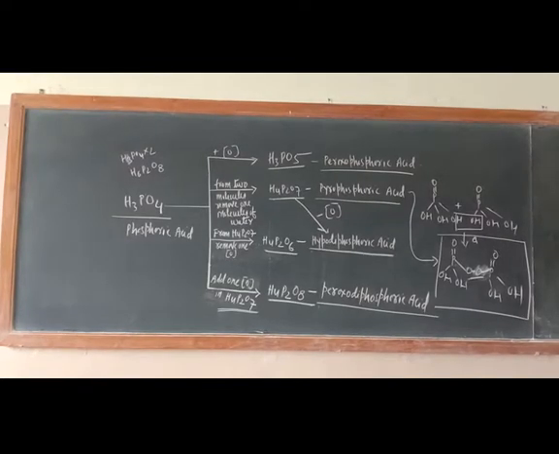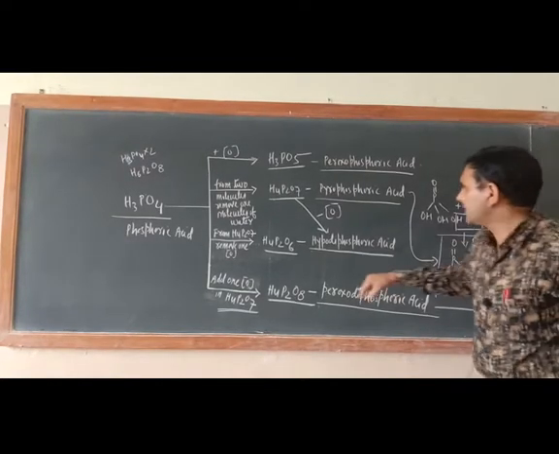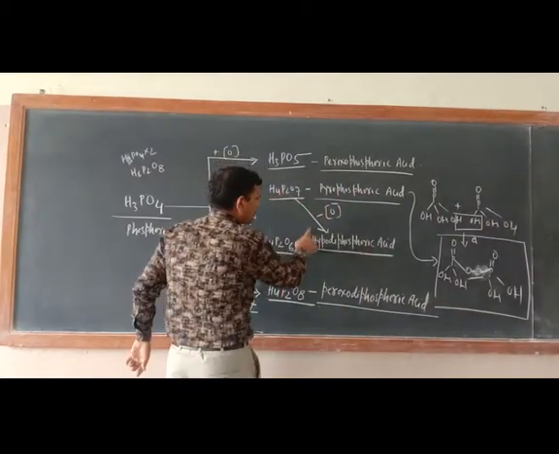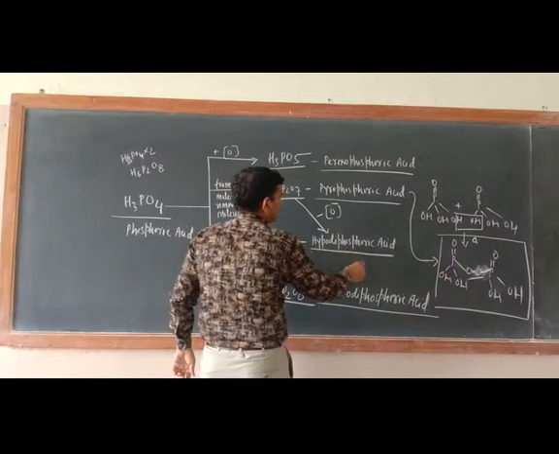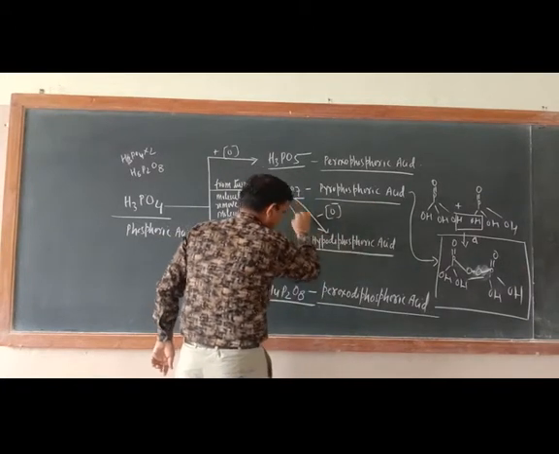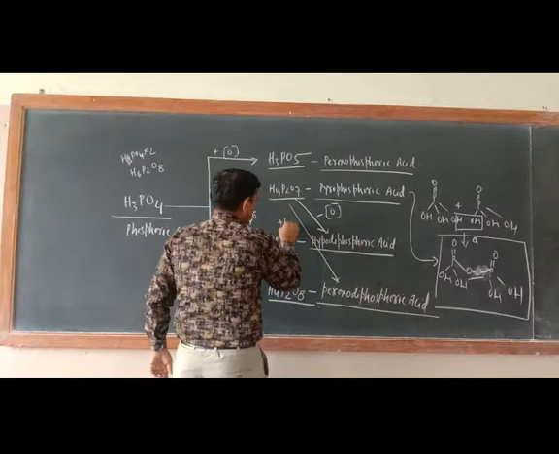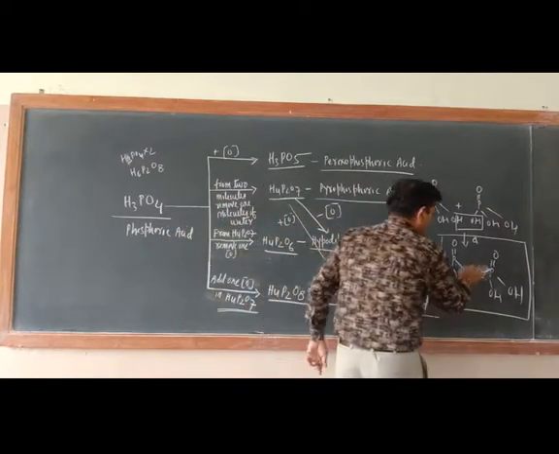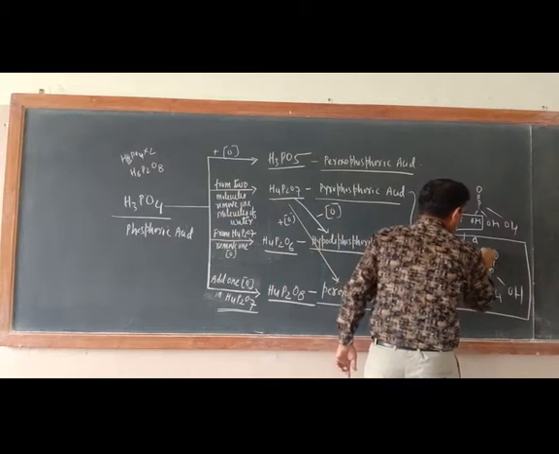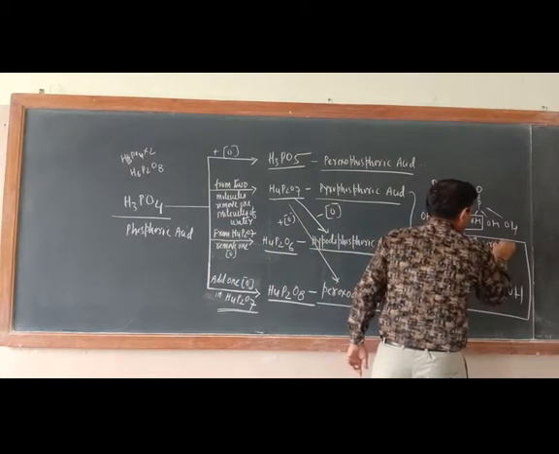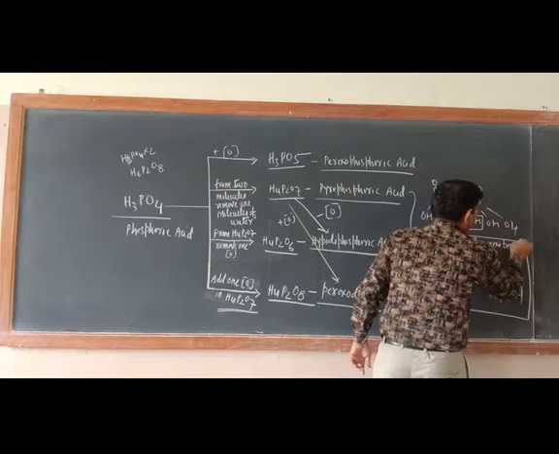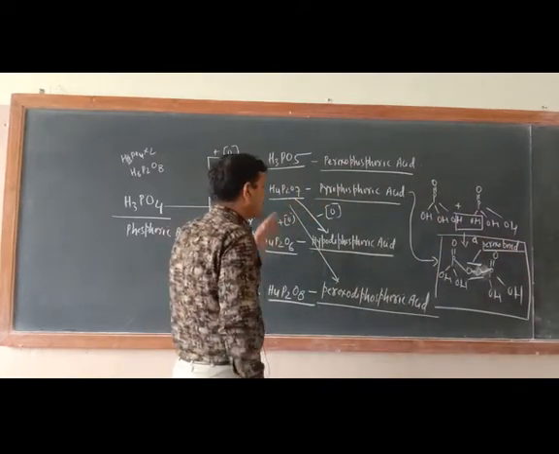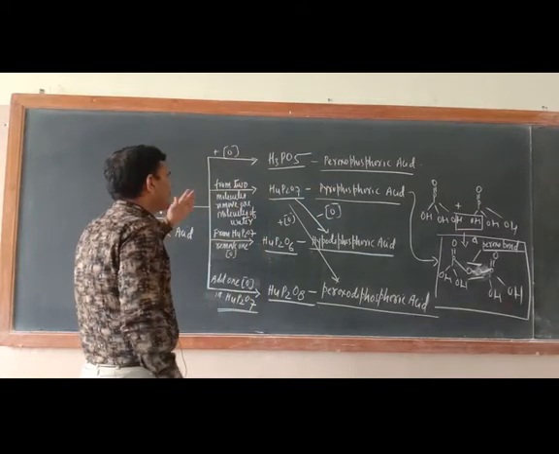So dear cadets, as you have seen, this one, H4P2O7, is very important. If you remove one oxygen, you will get this one. If you add one oxygen, you will get this one. And this is the peroxo bond. Now as far as oxidation state is concerned, very easily you can calculate the oxidation state also.